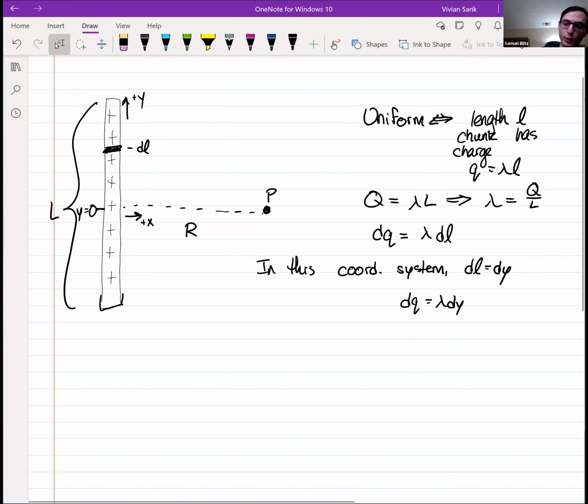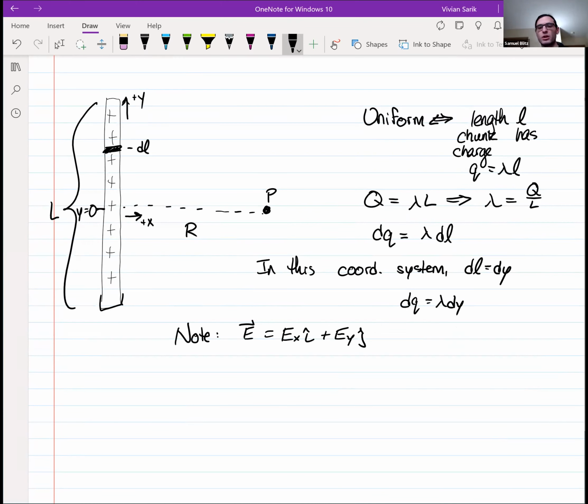So I'm just going to make a quick note here. We were trying to find the electric field, and the electric field is a vector. In this case, because I'm suppressing the z-axis into and out of the page, the electric field is the x component in the i direction, plus the y component in the j direction. You would also have a z direction, but for our purposes, we're not worried about that.